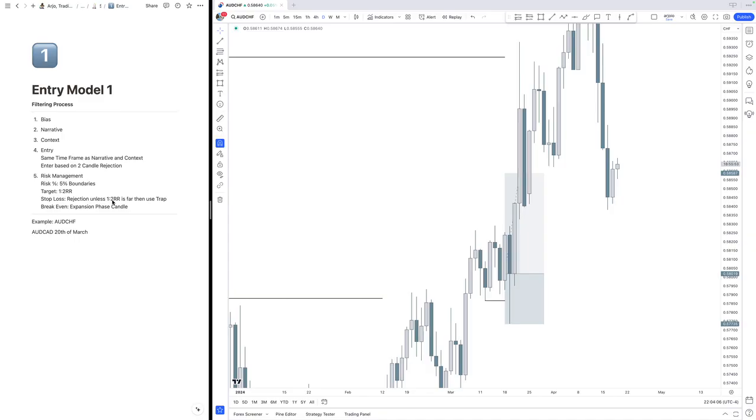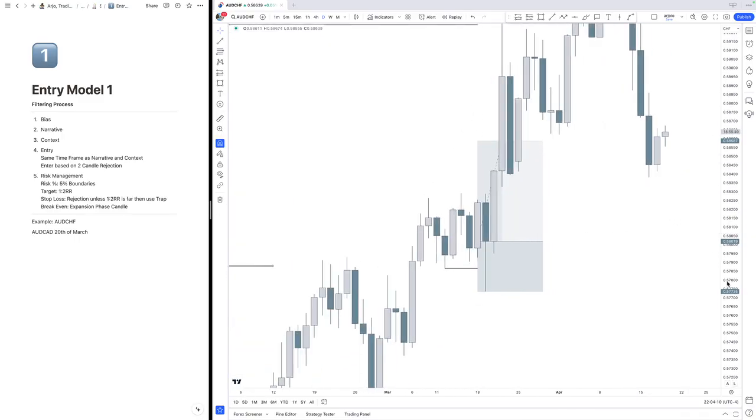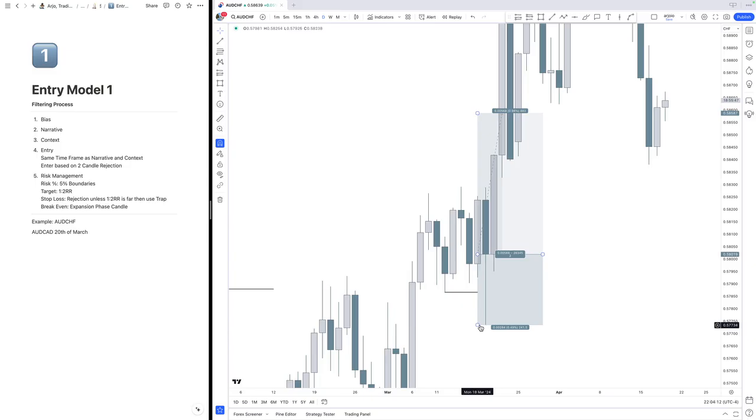If the 1 to 2 RR is far, so it's not within that drawn liquidity, then use the trap analogy. What does that mean? So right here, we are sweeping, and when we enter off of a 2-candle rejection, 9 out of 10 times, we sweep something. We sweep either into a fair value gap, we sweep the previous candle low, we sweep a swing low like that into a fair value area.